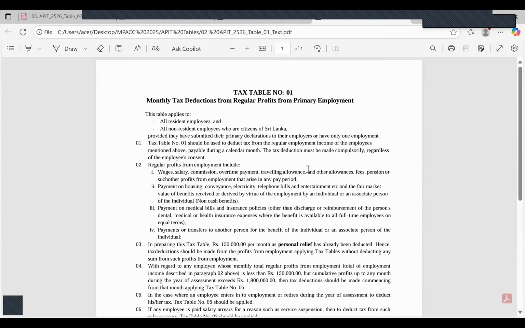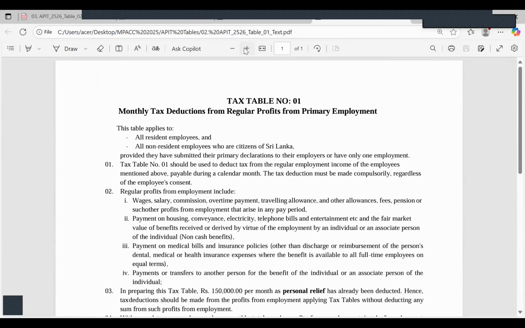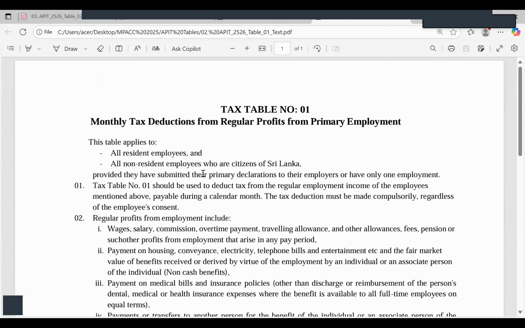So what are the regular profits? First of all, this table is applicable for all resident employees, and non-resident but citizens. To all resident employees, all non-resident employees who are citizens. So resident and citizen employees are applicable for this table. So this is table 1.